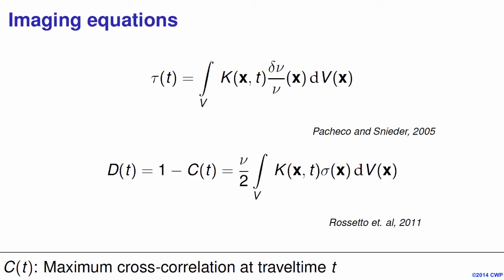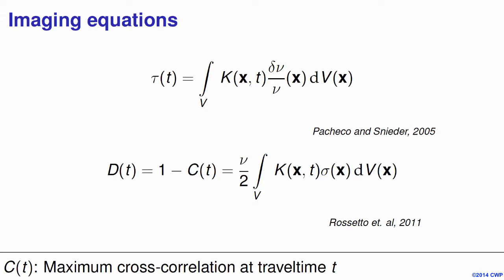So for my presentation today, I'll be focusing on localizing weak changes. This can be velocity changes, changes in impedance of your scattering medium. And to do this, we are using these two major imaging equations. The first was developed by Pacheco and Snieder in 2005 using the framework of coda wave interferometry. I'd like to point out at this point that I'll be interchanging multiple scattered waves and coda waves. Basically, for the context of our talk today, this just means the same thing.